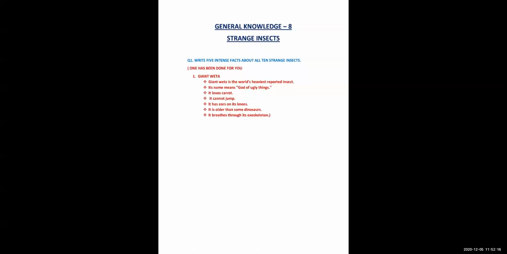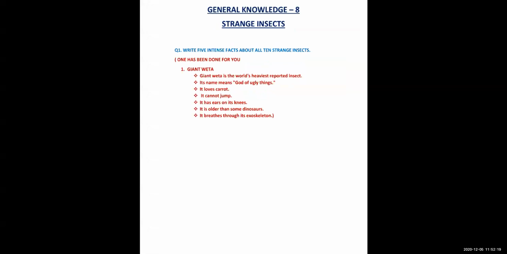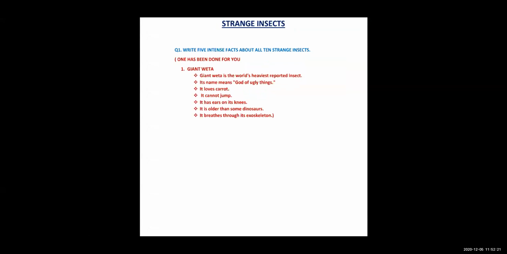If you see this PDF file, children, this is the way you're going to write in your notebook, right? You are going to give the name of the chapter. This is your GK copy. After writing the name of the chapter, you're going to write question number 1. That is, write 5 intense facts about all 10 strange insects whose pictures have been given to us in the GK book. One I have done for you. From this, you can write any 5.